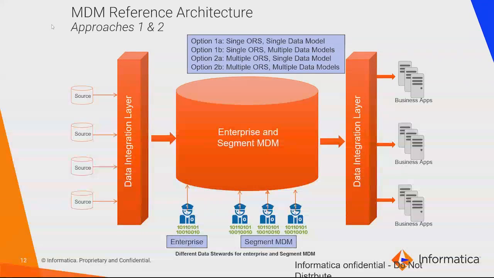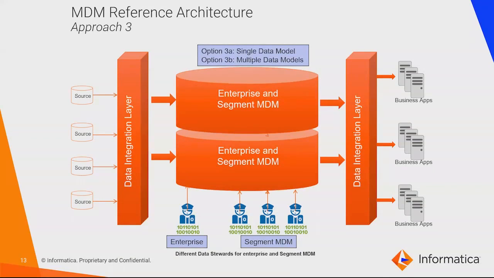So this slide covers a reference architecture for approach 1 and 2. As you can see here, basically you'll be having a single hub instance with the choice of either having a single ORS or multiple ORS. The use case we'll be talking about today will be falling under option 1A, and that is what we'll review in detail later on. Now, as you can see here, it's going to be a common infrastructure with a common data integration layer, which can bring in source data into either single or multiple ORSs. If you have multiple ORSs, there will be physical separation of the data, or if you go with a single data model within one ORS, it's going to be more of a logical separation of the data.